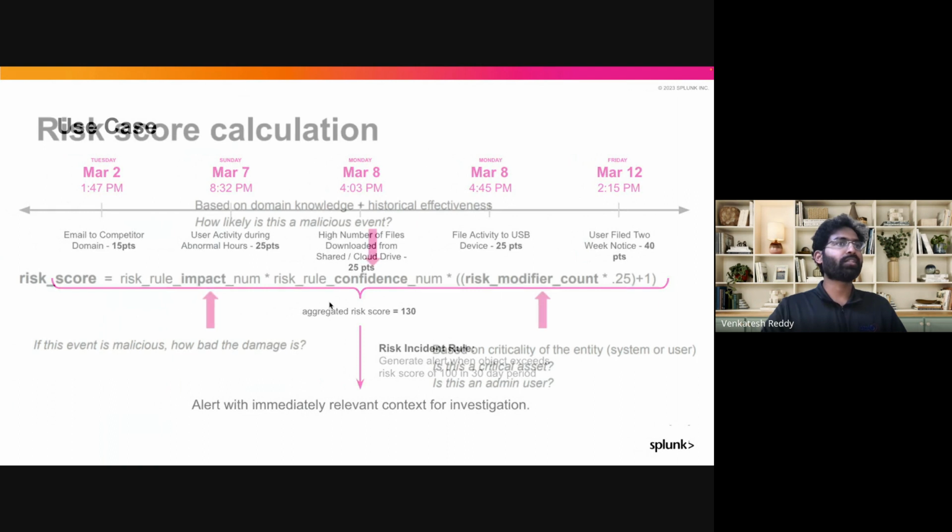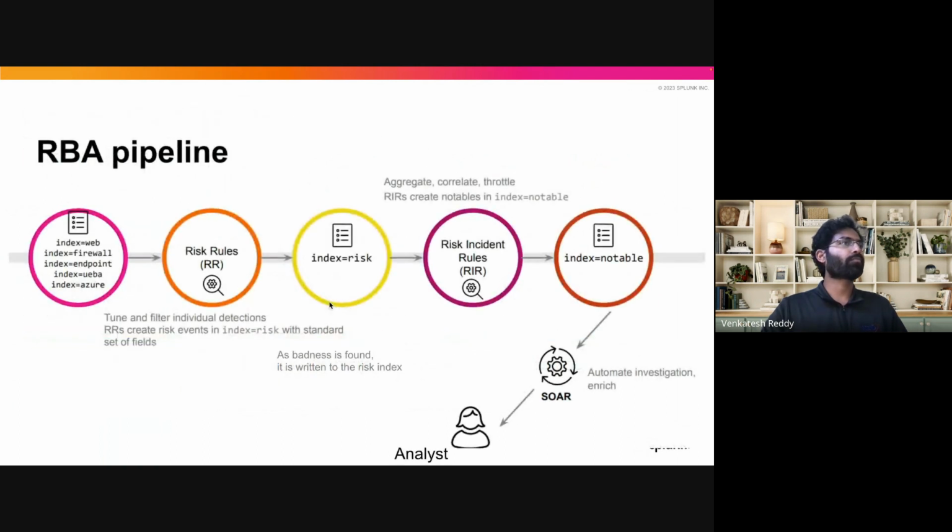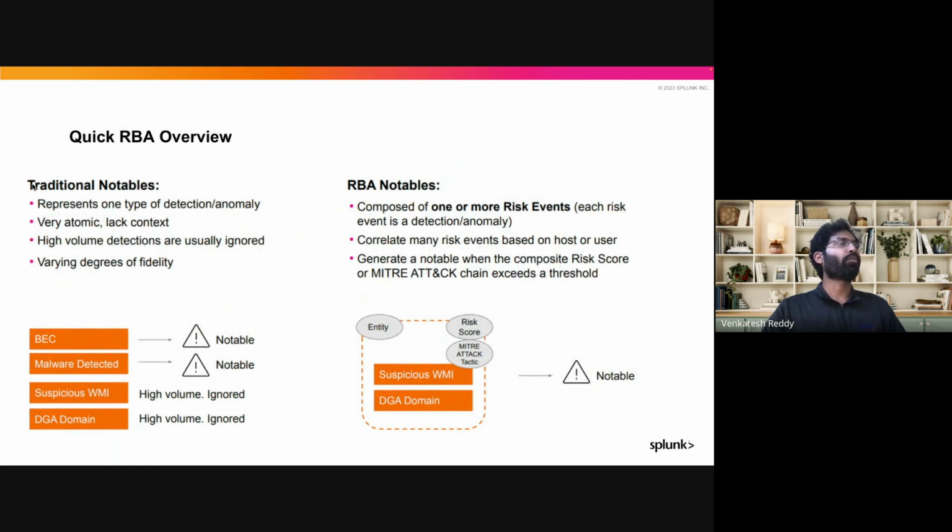I want to mention one more thing here. I'm not saying we should always go with RBA notables. Sometimes we need to go with traditional notables also. If something is happening and you know that particular issue, then we can directly create a traditional notable. We don't need RBA, because you know that is an issue and action needs to be taken. RBA is for when you are unable to analyze the alerts, then you go with RBA notables.